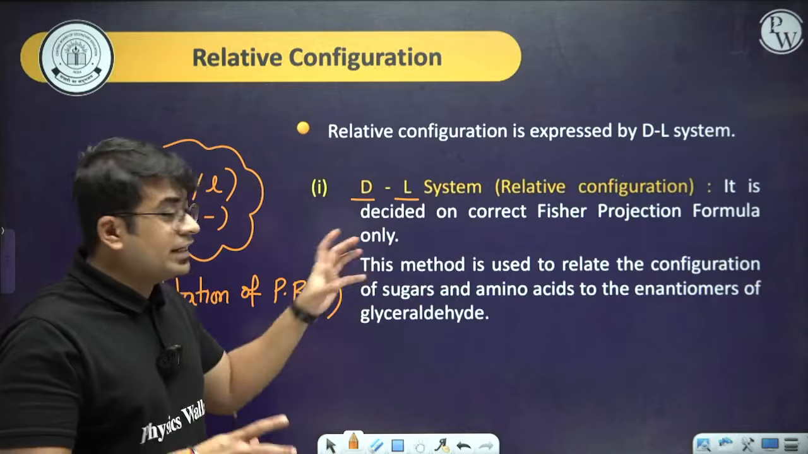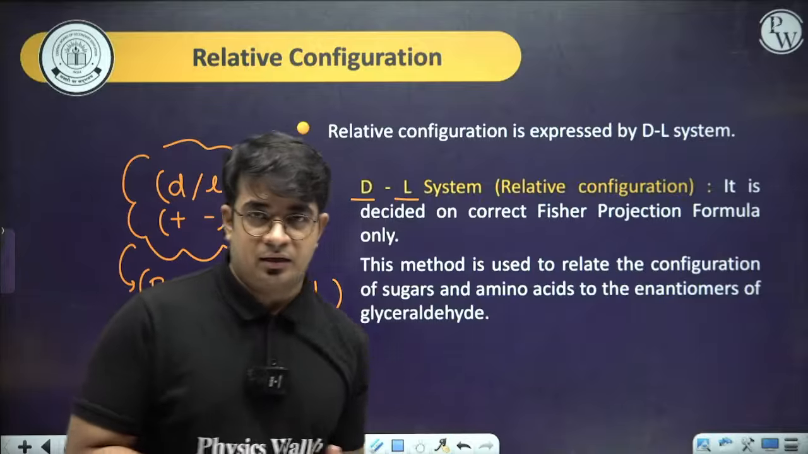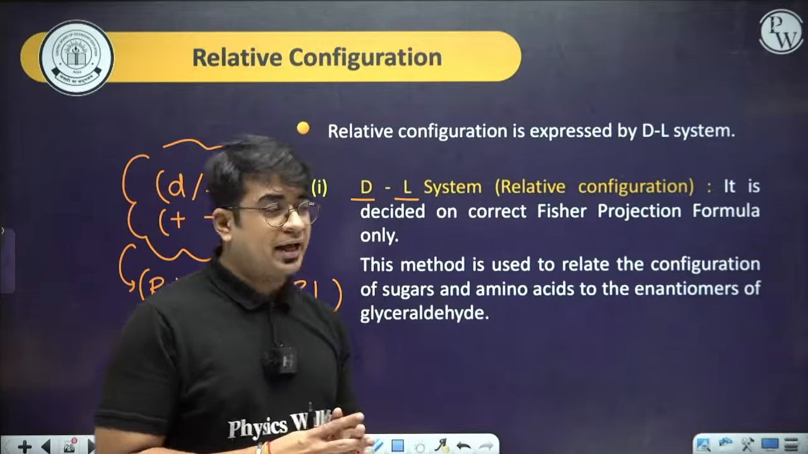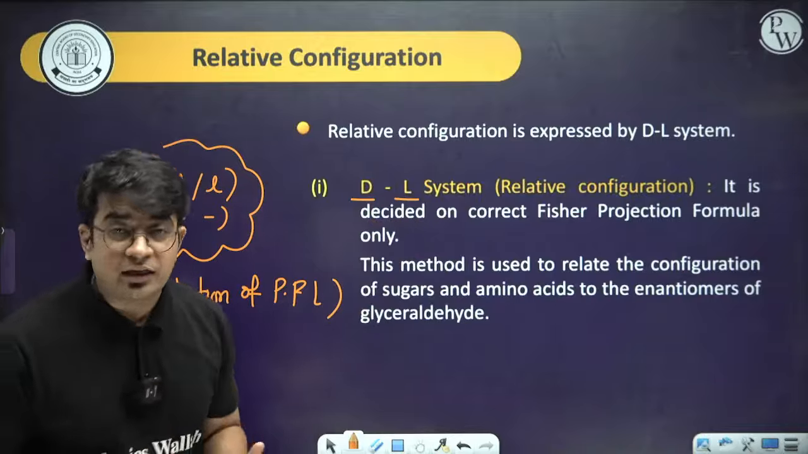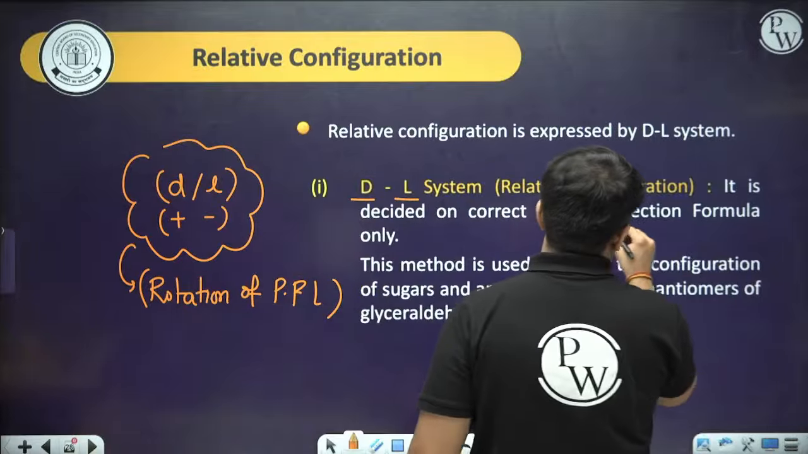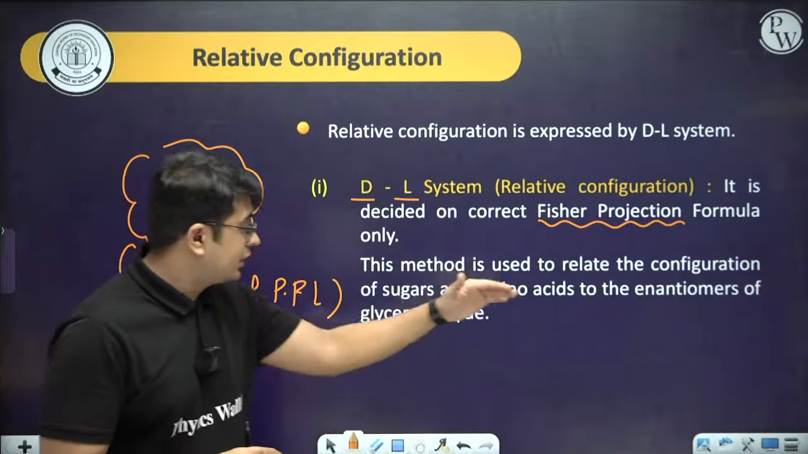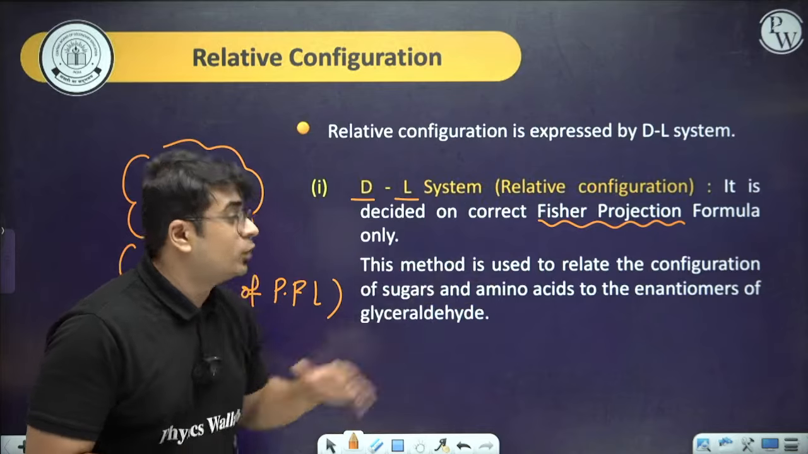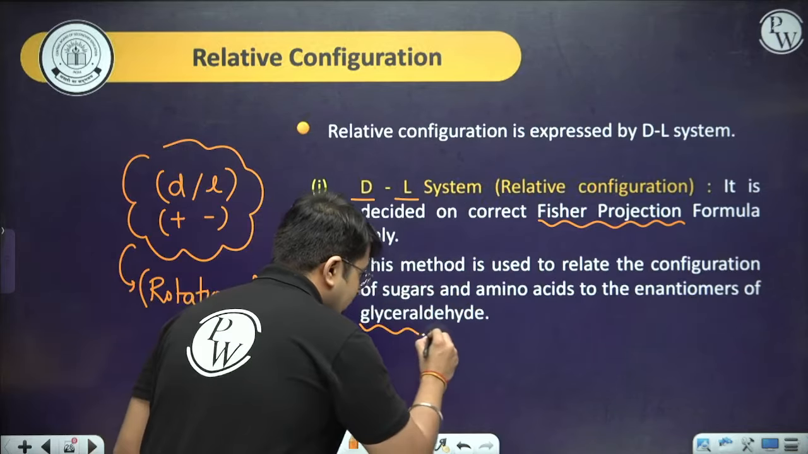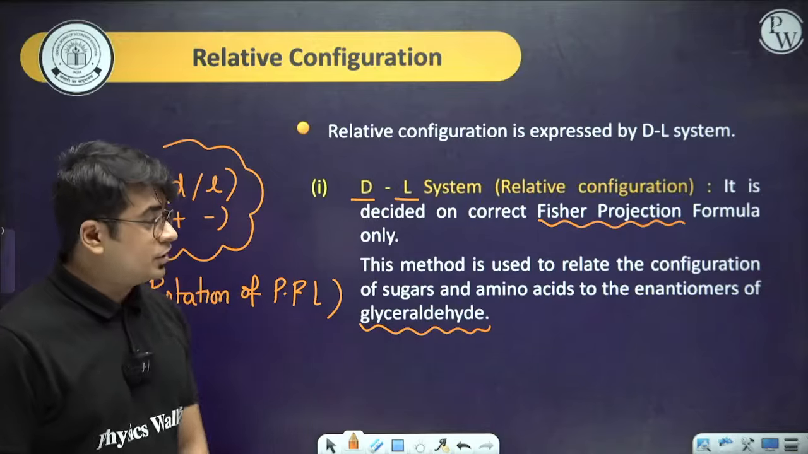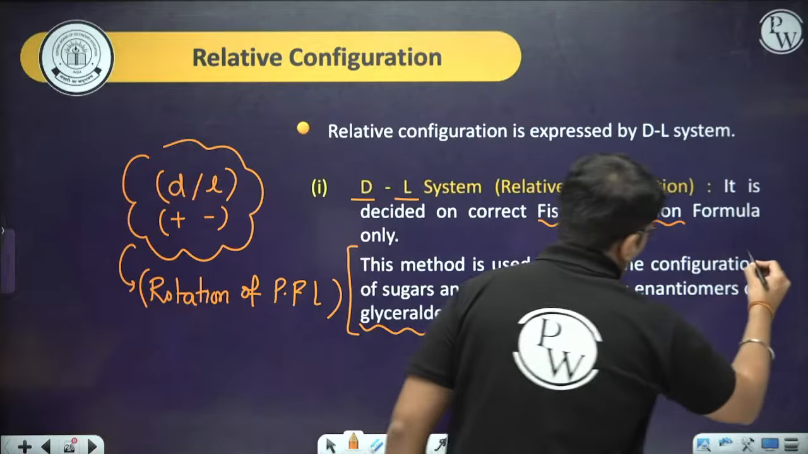Now in this case, we need a particular standard. We need a reference standard by which I can compare whether it's going to be D or it's going to be L. So it is decided on the correct Fischer projection formula only. So this is only applicable in case of a Fischer projection formula. And this method is used to relate the configuration of sugars and amino acids to the enantiomers of glyceraldehyde. So this is our standard reference, which is glyceraldehyde. I hope this part is clear. It's a very important point.